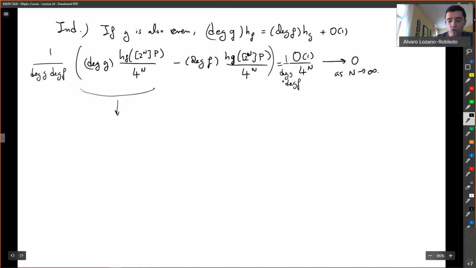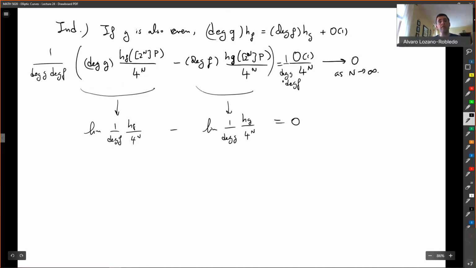And then when I get this, this factor is going to go to the limit of 1 over degree f hf divided by 4^n, and this factor is going to go to the limit of 1 over degree g hg divided by 4^n, and this is going to be 0. So the two limits coincide. They exist, and now that they exist, they actually coincide regardless of what even function I picked.